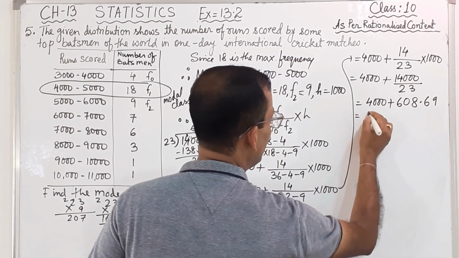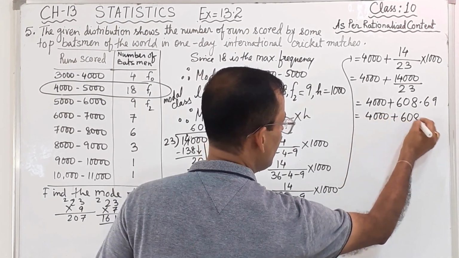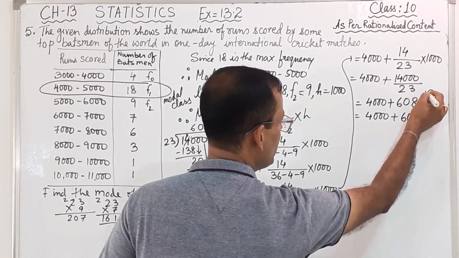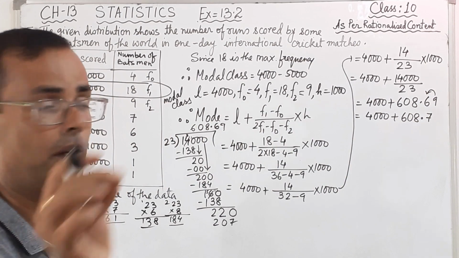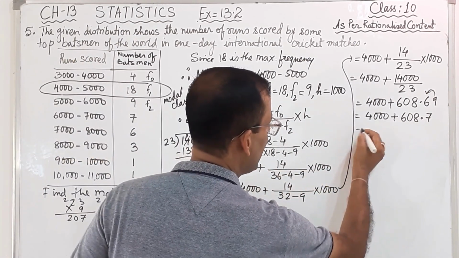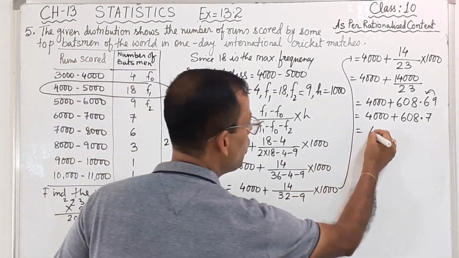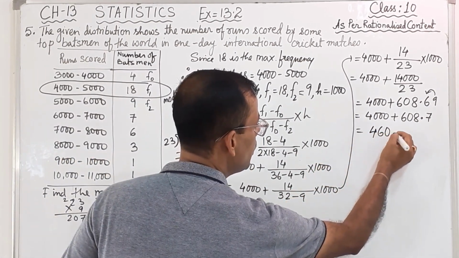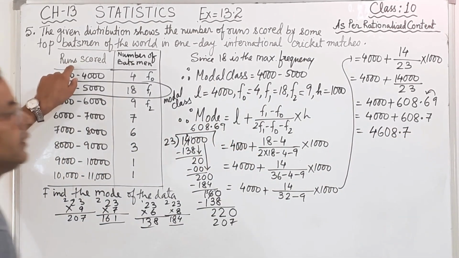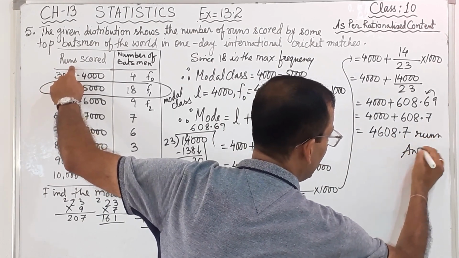So what you get here? 608.69. Now 4000 plus. Can I make it 608.7? Because this is 9, we are rounding off after decimal one number. Okay. So this one comes. Now if you add, how much will it come? 4608.7. And they are telling about runs. So the answer will be in runs. And this is the answer.